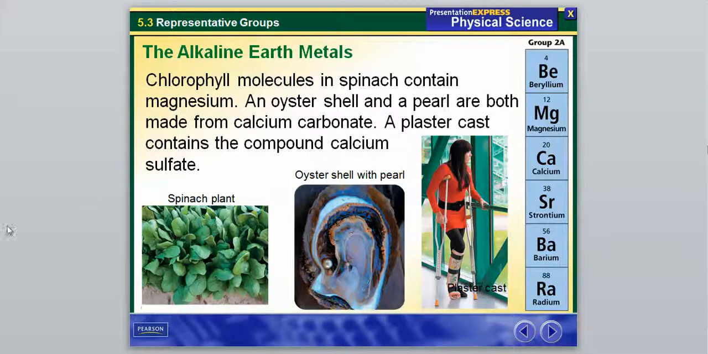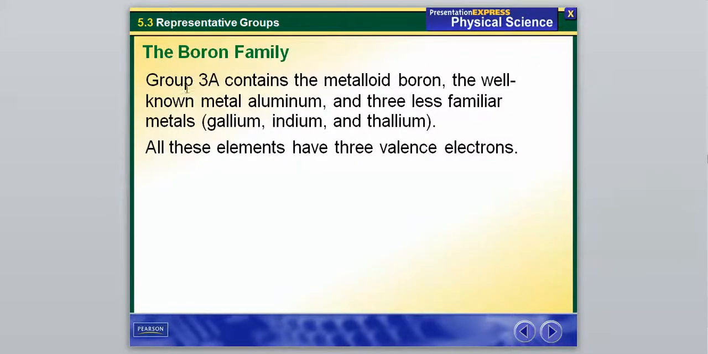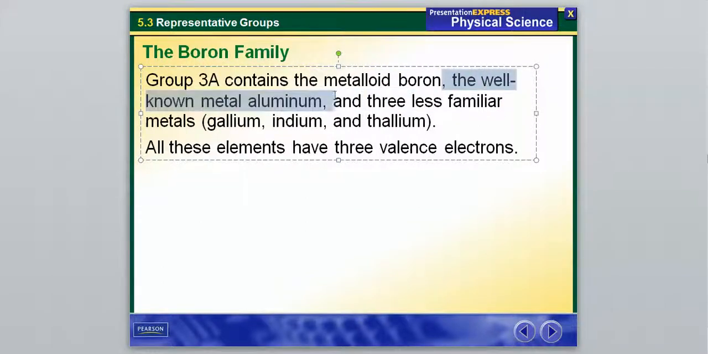So now we're going to move on to the next group. It's group 3A, and it is known as the boron family, so I'd make sure I wrote this down. It contains the metalloid boron, and the most famous member of this group is actually going to be aluminum, so I would make sure to write that down. I have a feeling I might ask what the most famous member of the boron family is, and it's definitely going to be aluminum. And then there are three less familiar metals: gallium, indium, and thallium.